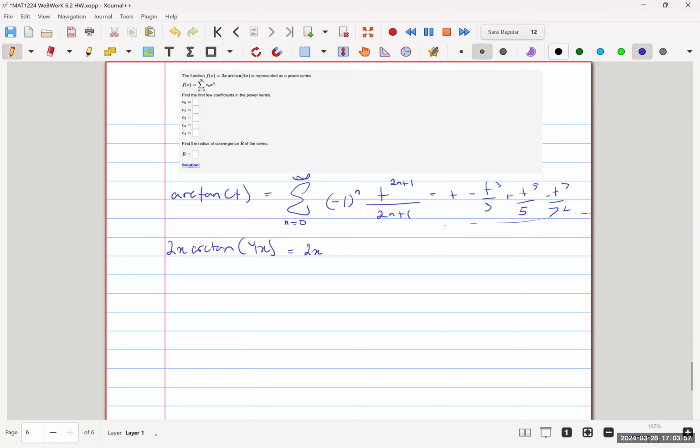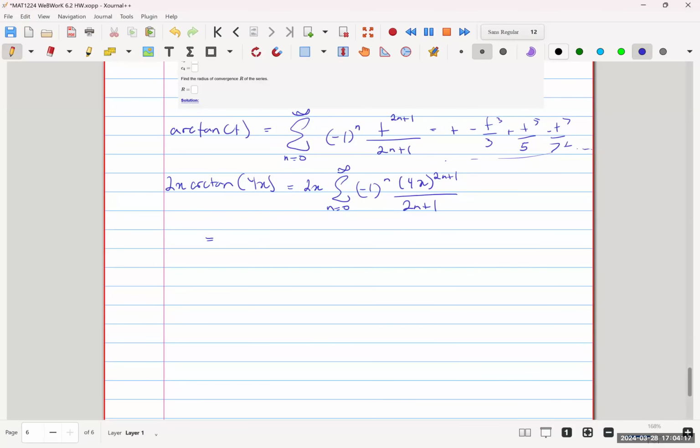So that will be 2x times the sum of alternating series. And now we have 4x to the power of 2n plus 1 over 2n plus 1, which is equivalent to series alternating. And then we have 2 times 4 to the 2n plus 1 over 2n plus 1 times our x to the 2n plus 2, which gives us, and when we do from 0 to 4, you can plug it in yourself.